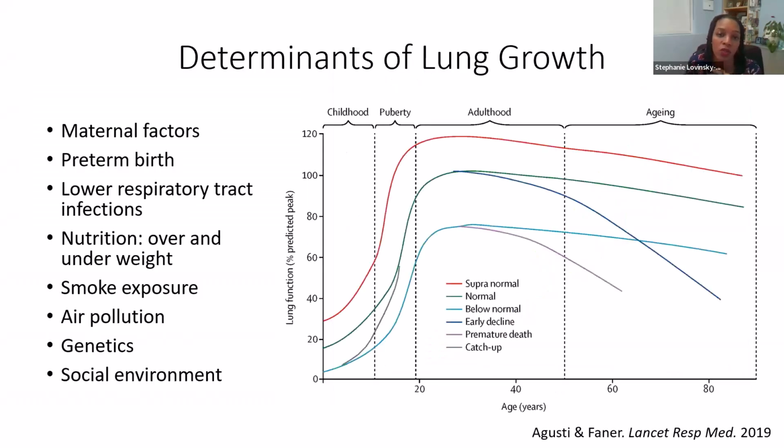So what are the determinants, or the factors, that contribute to lung growth and lung development? There are maternal factors such as smoking or undernutrition. There's preterm birth, as I mentioned before, lower respiratory tract infections, particularly RSV infection, nutrition, both over and underweight, smoke exposure, air pollution, genetics, and the social environment. All of these factors that children experience early on in life contribute to what trajectory of lung growth or lung function they will develop as they become adults. And it really does determine who is at risk for adult lung diseases.